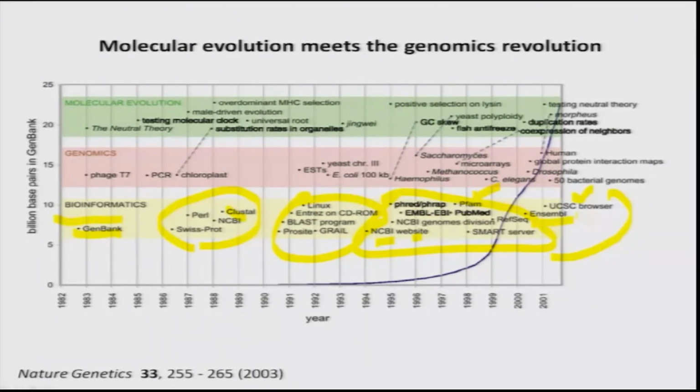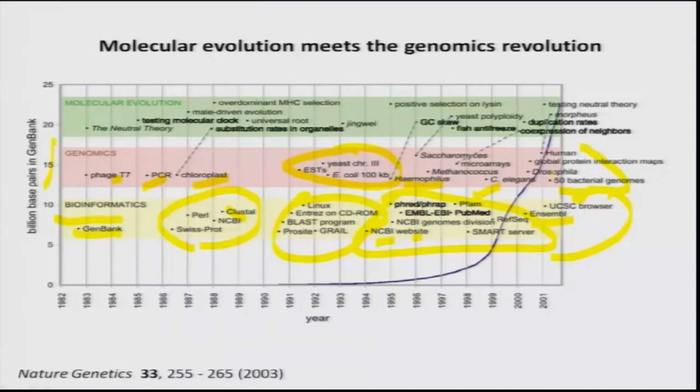And this comes along with, in this section it is shown, genomics. For example, the phage T7 sequence is done, PCR is invented, the chloroplast genome was identified. Then you have all this genome information coming in: ESTs, the E. coli genome, yeast chromosome, the Haemophilus genome was sequenced, up to the human, right.